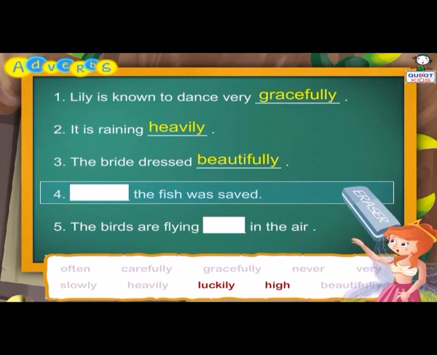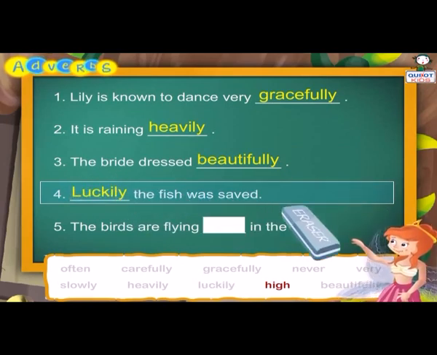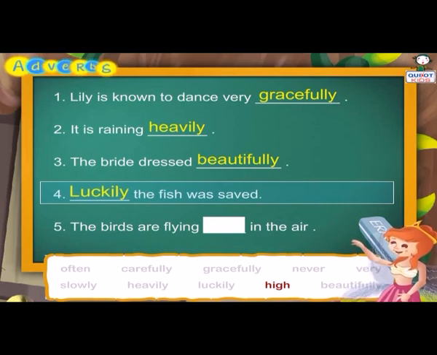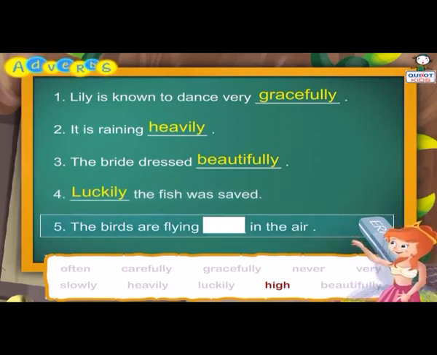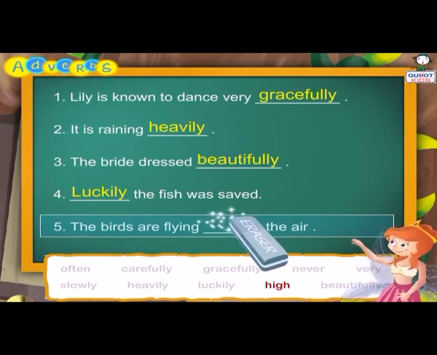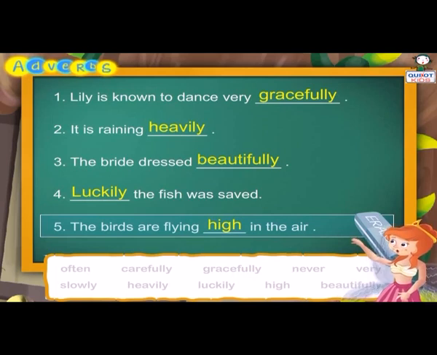Dash, the fish was saved. Luckily, the fish was saved. Luckily is the adverb. The birds are flying dash in the air. High, the birds are flying high in the air.